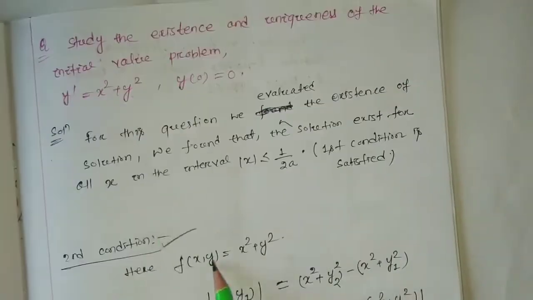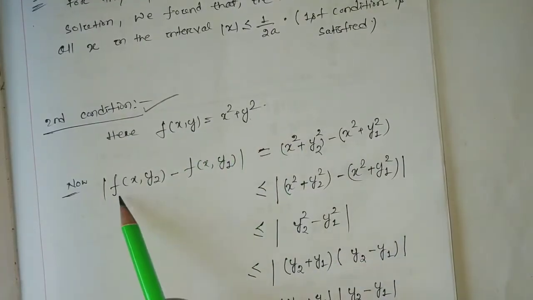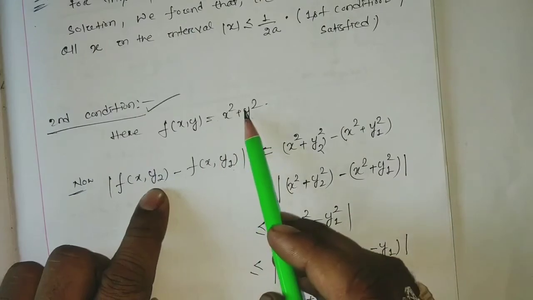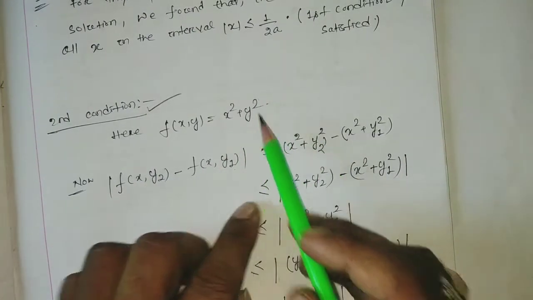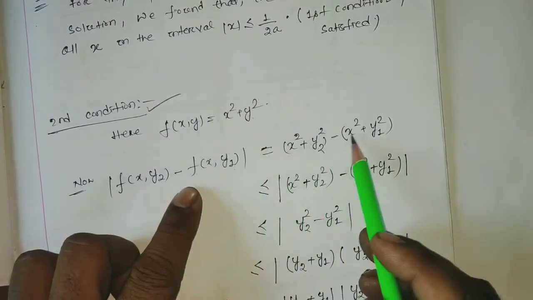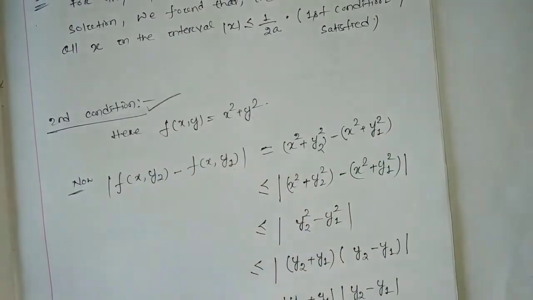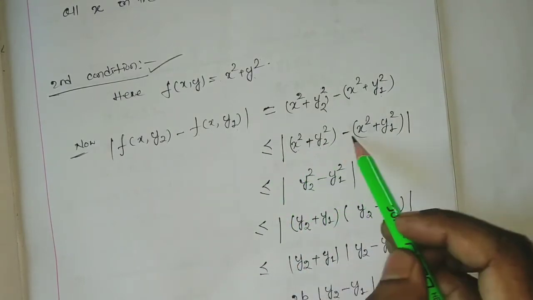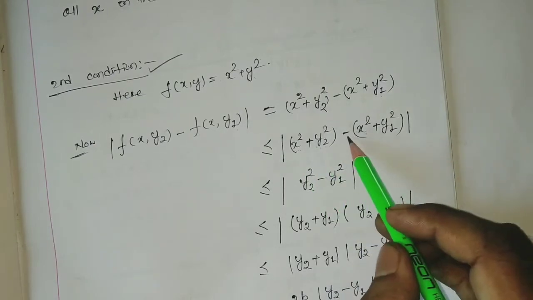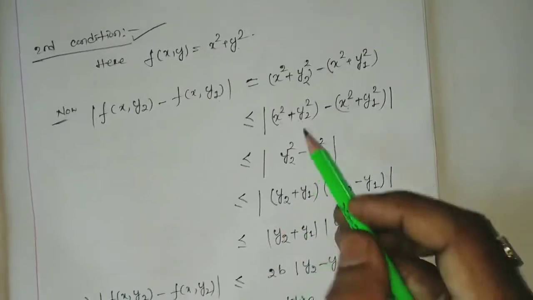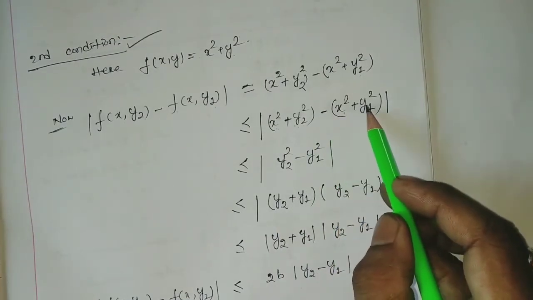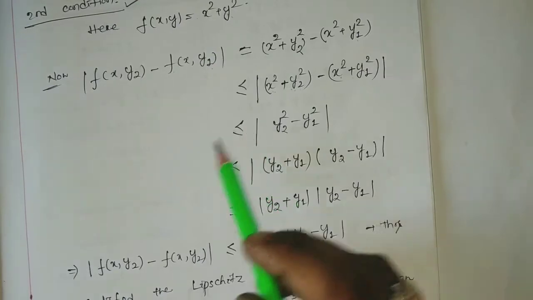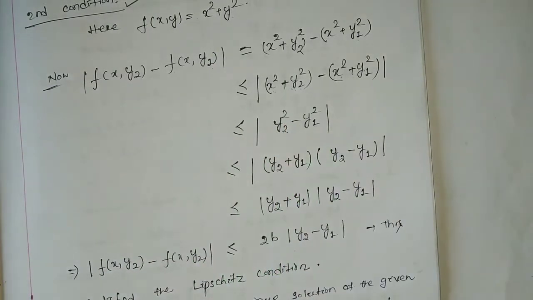So here it is given that the function is x square plus y square. Now f(x, y2) minus f(x, y1) will be how much? Here x is not going to change. Instead of y we put y2 square, minus f(x, y1), that means x square is x square and y will be y1 square, right? If I take the mod, this will be less than or equal to mod of x square plus y2 square minus x square plus y1 square. Here you can see the minus x square and plus x square cancel, and minus y1 square remains. So the mod is less than or equal to mod of y2 square minus y1 square.